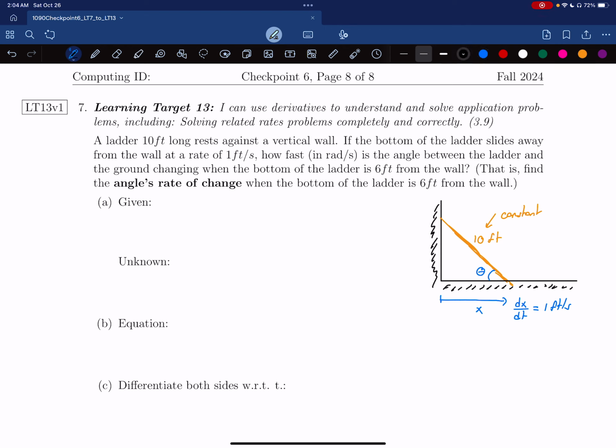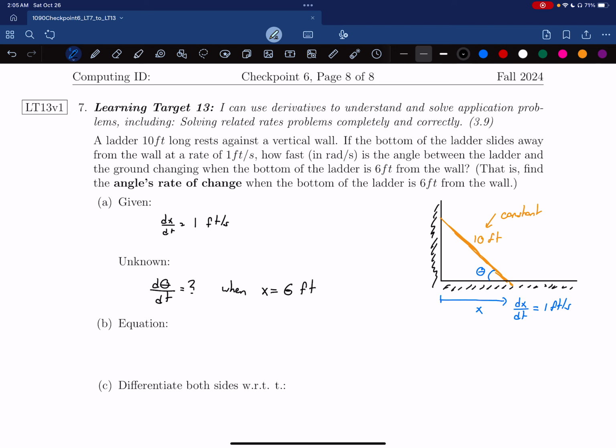So when it comes to the given part, the value that I'm given is dx dt equal to 1 foot per second. And the unknown is the rate of change of the angle. So that would be d theta dt. More specifically, it'd be the rate of change of the angle when x, the distance from the wall, is equal to 6 feet.